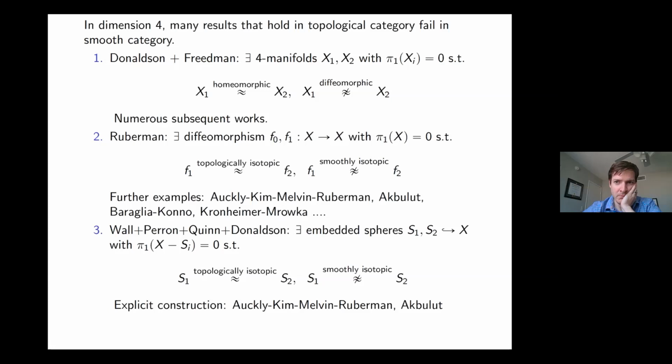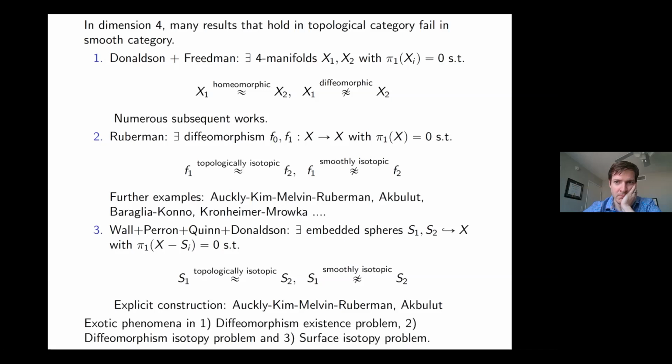So we see from these three instances that the exotic phenomenon appears in a lot of problems. In particular, problem number 1 we call the diffeomorphism existence problem, problem number 2 we call the diffeomorphism isotopy problem, and problem number 3 we call the surface isotopy problem. I guess it's a good place to ask if there are any questions.